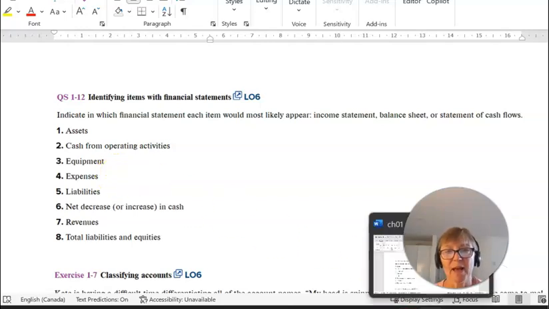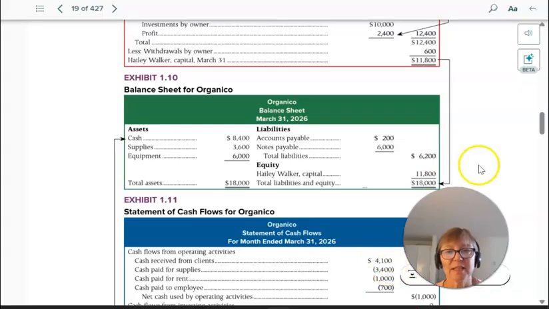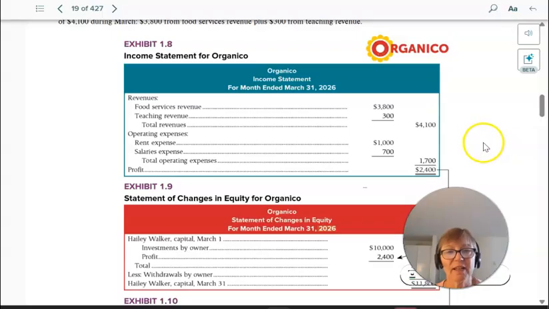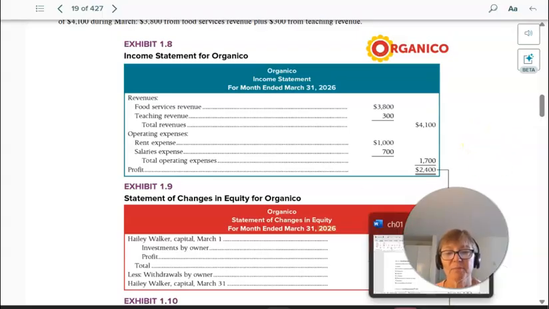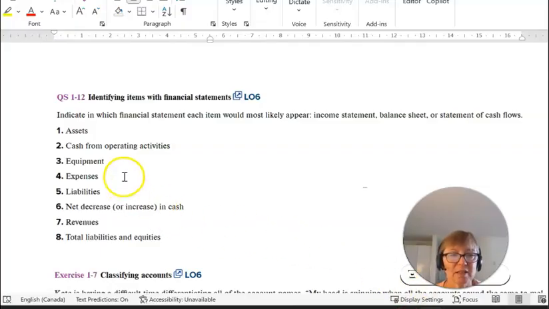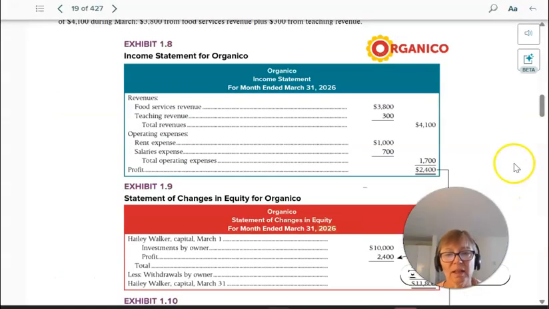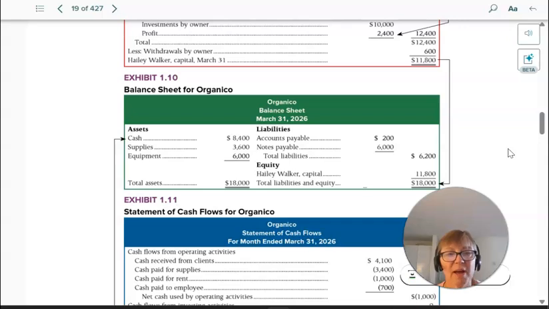Expenses. Again, let's go back. Expenses, revenue minus expenses gives us our profit, and that's on our income statement. So again, expenses is on our income statement. We have liabilities. Let's go look for liabilities. Liabilities, we know, is on our balance sheet. Assets on one side, liabilities and equity added together to balance is on the other side. So we know liabilities is on our balance sheet.